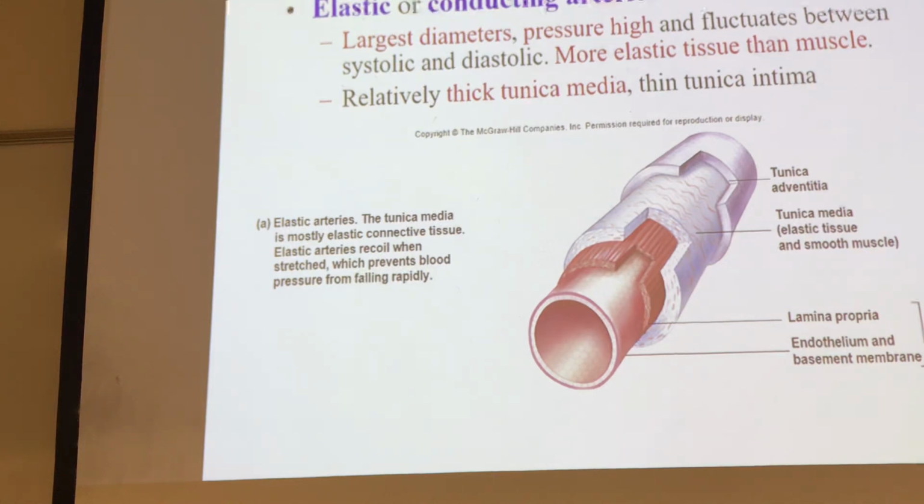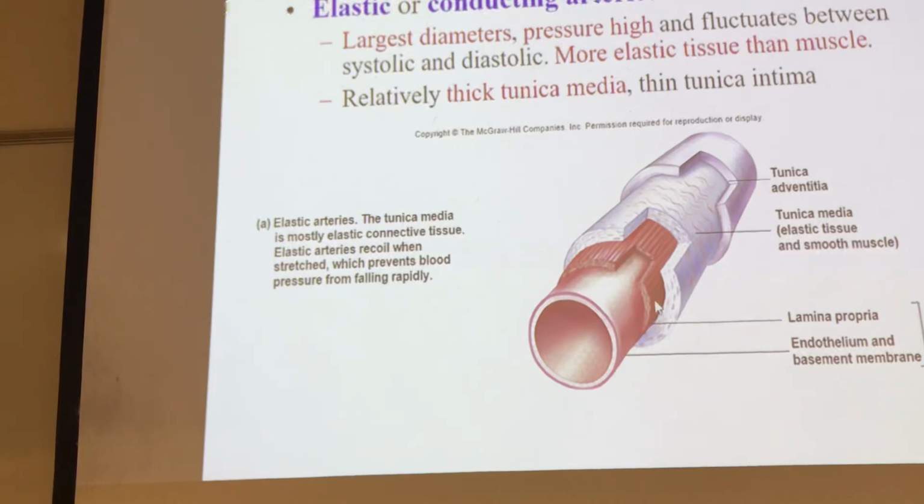Elastic arteries are large in diameter and receive blood under high pressures, right? They contain more elastic tissue than smooth muscle. Compared to a vein, an artery always has more smooth muscle, so just keep that in mind. Here we're comparing it to other arteries that we're going to talk about later. Relatively more elastic tissue than smooth muscle, with a very thick tunica media and a thin tunica intima.